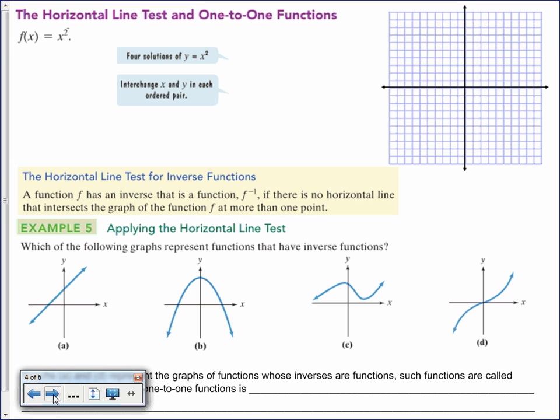Okay. So we all remember the vertical line test, right? What do we use that for? To see if it's a function. Okay, so to see if a graph represents a function. Very good. There's another test called the horizontal line test. And we use that to test for one-to-one functions.